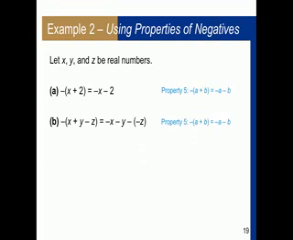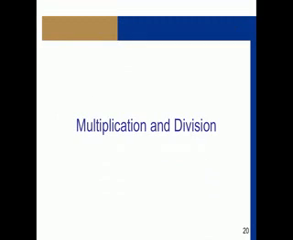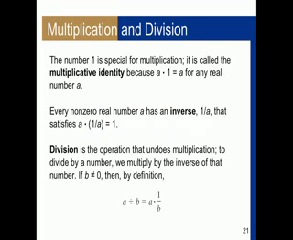In our second example here, we have a negative in front of the entire parentheses, so the x changes to negative x, the y changes to negative y, and the negative z then becomes positive z, as we can see there with our final answer. Now, Mr. Clark is going to take over with multiplication and division rules.